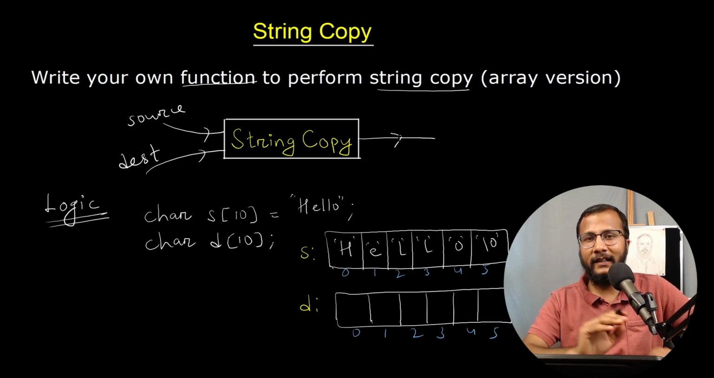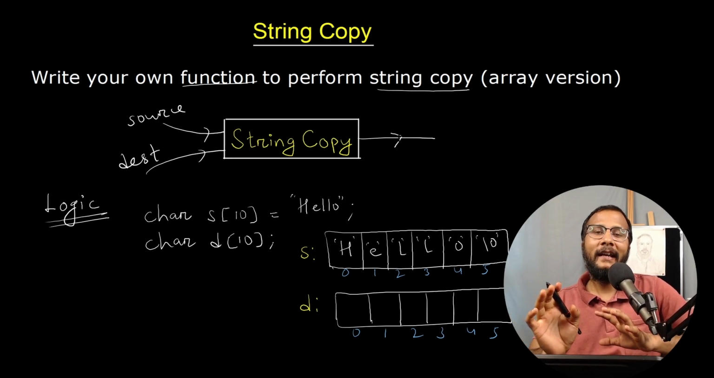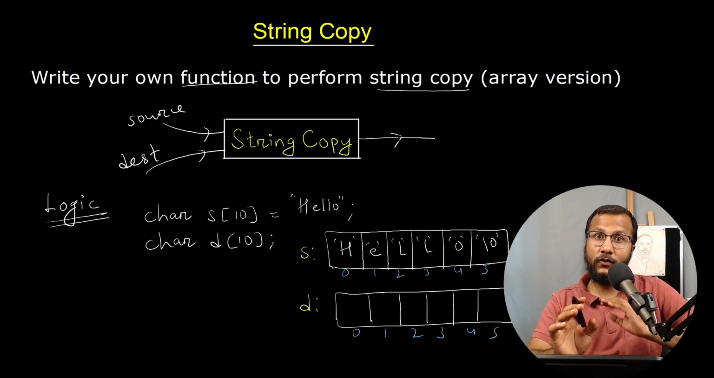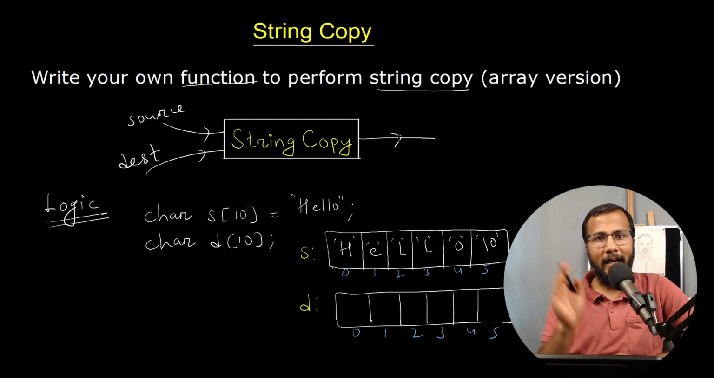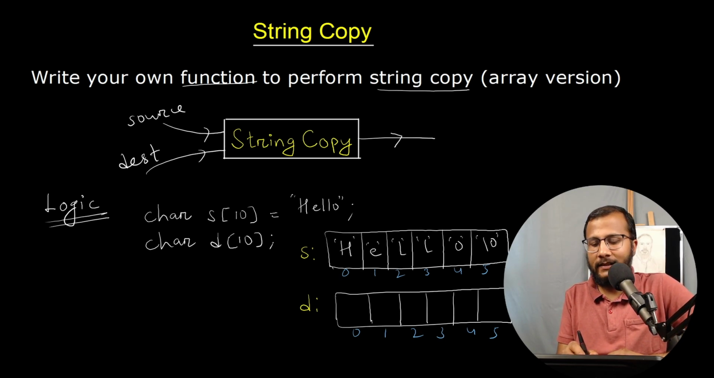We have already covered the entire logic for string copy in one of our lectures in the string chapter. I'll put the link of that video in my description, but let's just quickly discuss the logic here as well. So let's say I have this character array s, which is the source string. Maximum it can hold 10 characters. Here hello is stored, and this is how it looks. The box is created, hello is stored, index is starting from 0 to 5. At the last there is a null character.